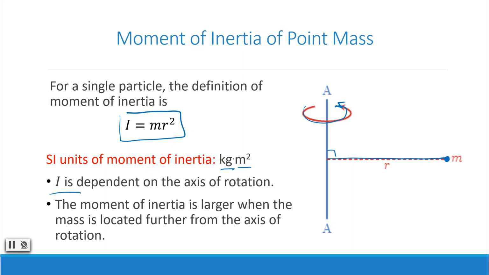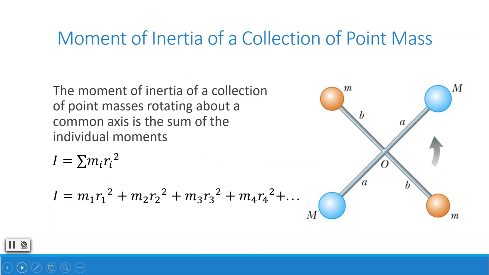The rotational inertia is dependent on the axis of rotation. So if you look at a different axis, you will get a different rotational inertia. Your moment of inertia is larger when the mass is located further from the axis of rotation. So the bigger and bigger r gets, the more and more rotational inertia an object is going to have.